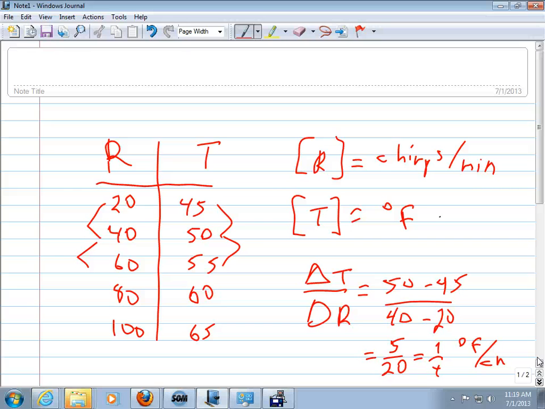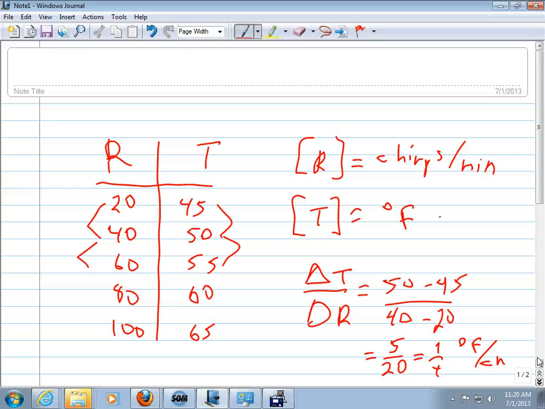But what if I go beyond that domain? That's called extrapolating. What if I fill in the gaps? What if I want to know what happens at a chirp rate of 50? Do I know? Is 50 in there under R? That's called interpolating. Now, they make a big deal about this in statistics class. It's sounding like a statistics class. Don't worry. I don't teach statistics.